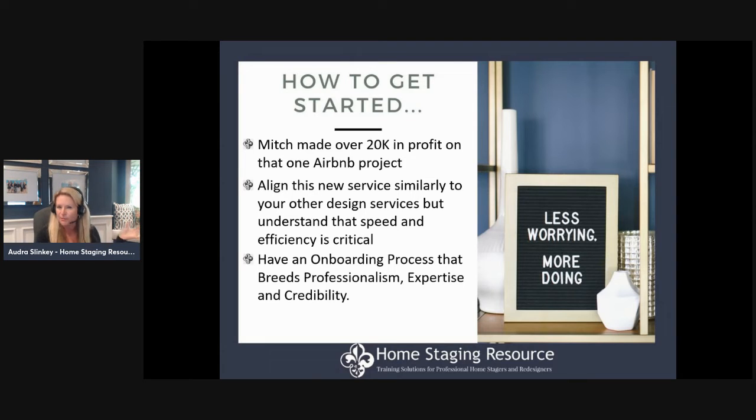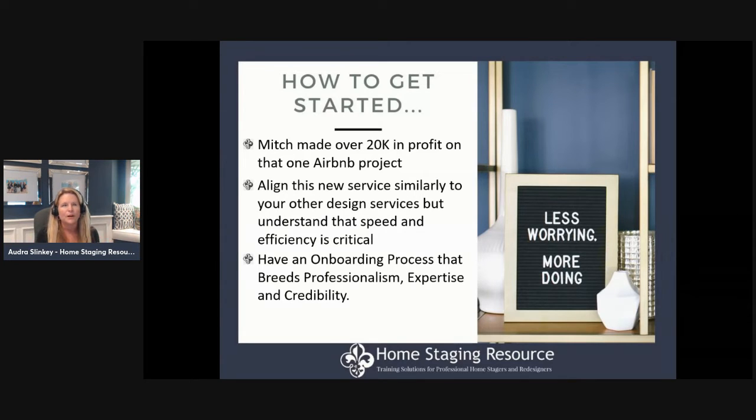So it's not about the cheapest furnishings. Remember, it's about quality furnishings that are not going to give them a headache a year or two later. Part of your marketing process should be having that onboarding process that breeds professionalism. Remember, you are dealing with a lot of times businesses, investors, property managers, which is different than the average consumer.